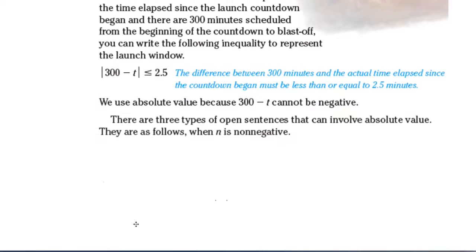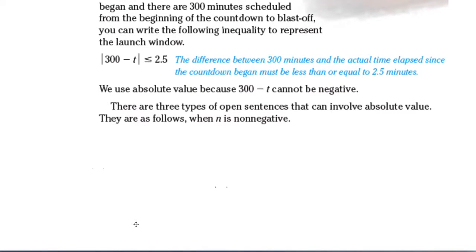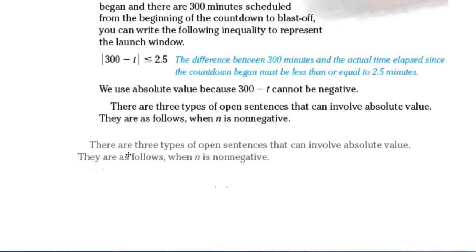And there are three types of open sentences that involve absolute value, when n is non-negative, simply saying when n is positive or when n is equal to 0. We will be discussing each and every type. The first type would be the absolute value of x is equal to n. The second type will be the absolute value of x is less than n. And the last type would be the absolute value of x greater than n.